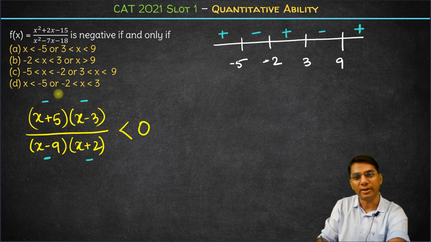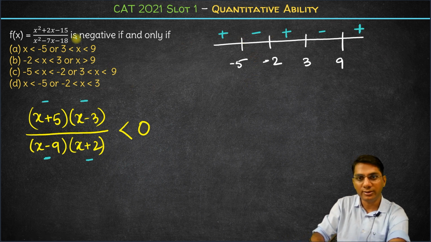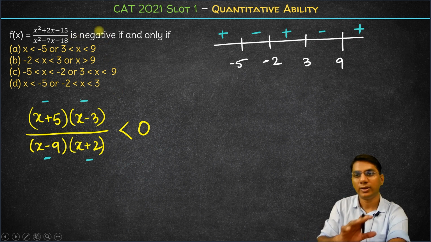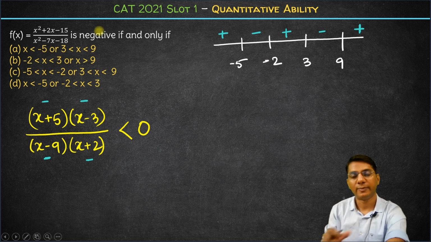And finally, in this range, when x is less than minus 5, even this will become negative. All of them will become negative. So negative into negative is positive, negative into negative is positive. So we have a positive number upon positive number. So the value of this expression will be positive. I am not considering the critical points because the expression has to be negative, it cannot be equal to 0. So let's not bother about the critical points.